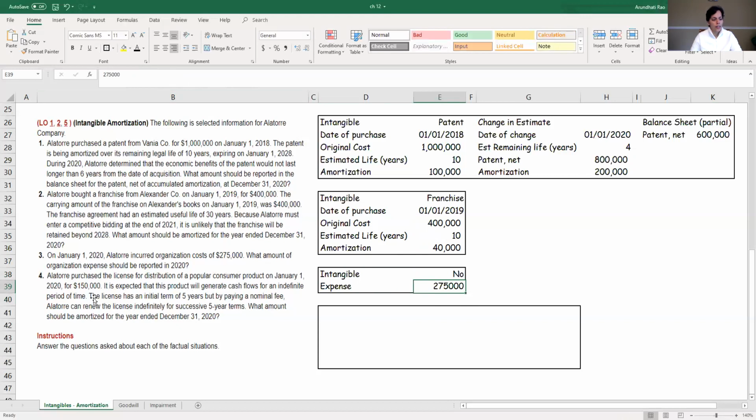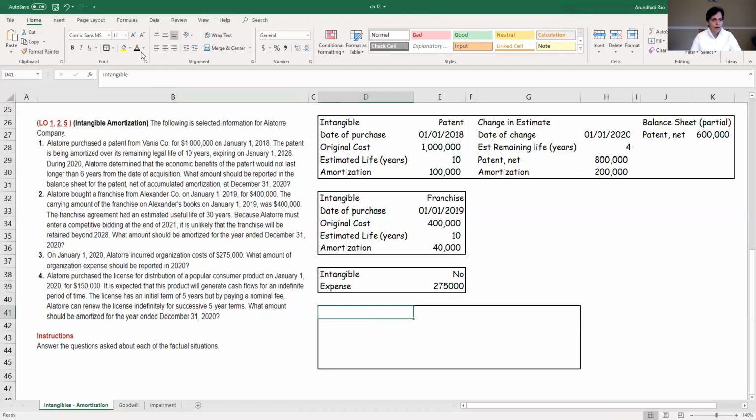Let's look at the fourth case. We purchase a license for distribution of a popular consumer product on Jan 1st, 2020 for $150,000. It's expected this product will generate cash flows for an indefinite period of time. The license has an initial term of 5 years, but by paying a nominal fee, we can renew the license indefinitely for successive 5-year terms. What amount should I amortize for the year ended December 31st, 2020?